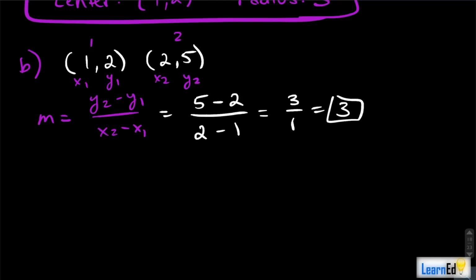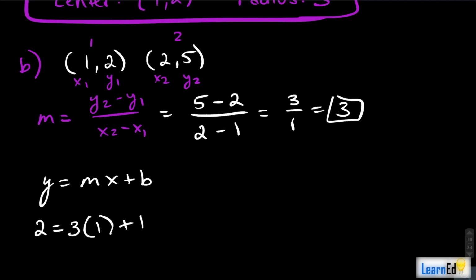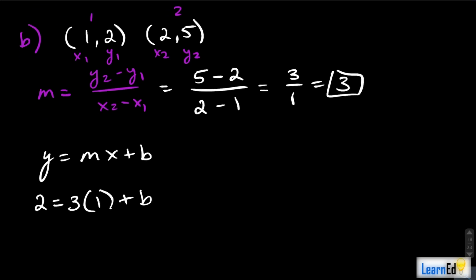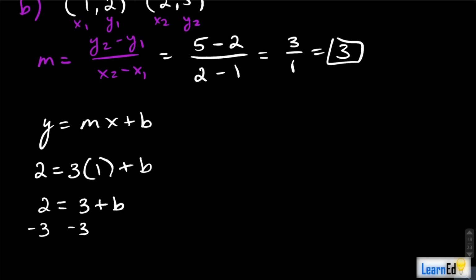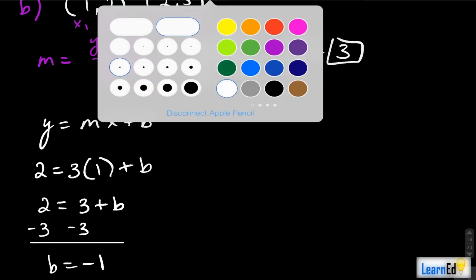Now we have to find the y-intercept, and how do we do that? Well, we're going to plug into our slope-intercept equation y equals mx plus b with one of these points. Let's just go with (1, 2) because it's smaller numbers. Plug in for y, that's 2. Slope is 3, x is 1. Then we have our b. And so we get 2 equals 3 plus b. Subtract 3 on both sides to get b by itself. We get b equals negative 1.